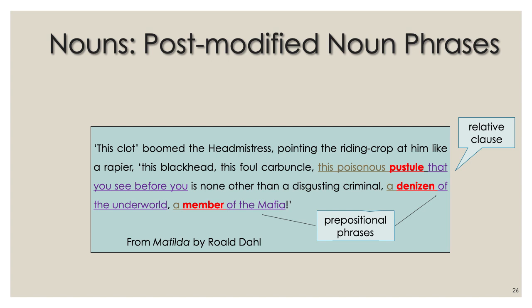So in that first example, this poisonous pustule that you see before you, that you see before you is a relative clause beginning with the relative pronoun that, and it's giving you further information about that pustule. And in the other two, you've got prepositional phrases, a denizen of the underworld, and a member of the mafia. And in both prepositional phrases, there's that slight confusion that you've got another noun phrase, the underworld and the mafia. But the key thing is the whole thing is the noun phrase, a denizen of the underworld, because you've got the head noun denizen followed by a prepositional phrase.